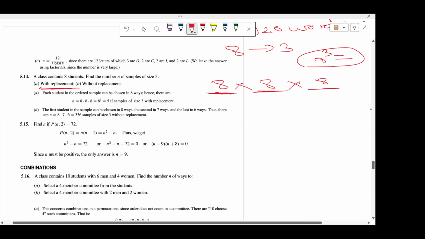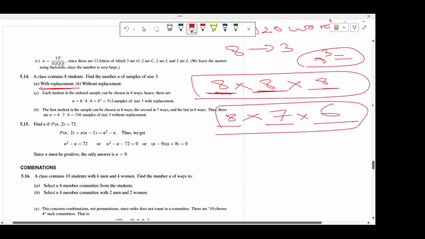Without repetition in the sense, for the first question, I can select 8 ways. But if the student answered the first question, he cannot answer my second question. So now we have only 7 students. From the 7 students, I can select one. For the third question, already 2 students have answered my 2 questions, so I can ignore those 2 students. Only 6 students remain. From these 6 students, I can select one student, right? So 8 into 7 into 6 for without repetition. So this is how we can answer these types of questions, right?